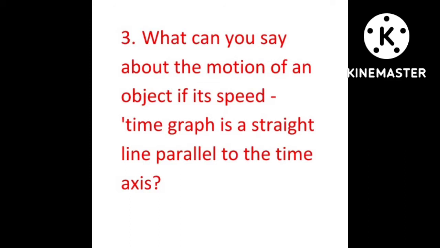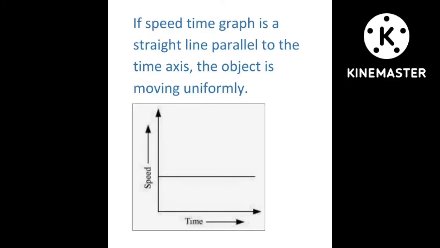Now we can move to the third question. That is, what can you say about the motion of an object if its speed time graph is a straight line parallel to the time axis? Here it is given that the speed time graph is a straight line parallel to the time axis. That means as the time interval increases, the speed remains the same. A similar situation we have already discussed in the previous question. Right? That means there, in the case of distance time graph, it was a straight line parallel to time axis.